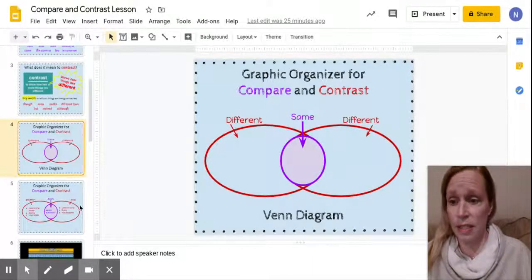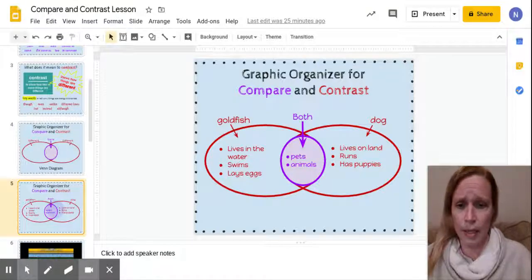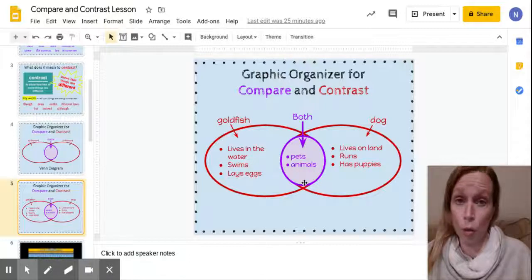So let's look at an example. I compared a goldfish and a dog. Well, you don't really think that those two things are alike usually. But let's see. A goldfish lives in the water, not like a dog. They swim all the time. That's how they get around. And they lay eggs. Dogs live on land, they run, and they have puppies. They both are pets and animals.